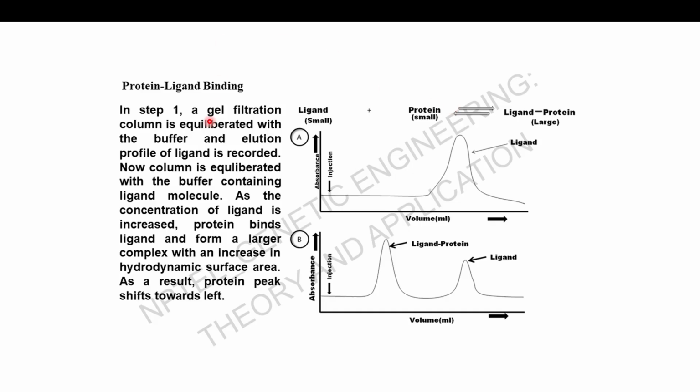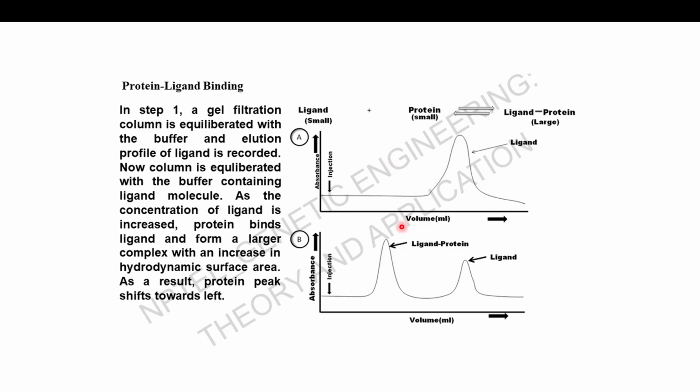One can even check protein-ligand binding. If a ligand is binding to a protein, the overall size or hydrodynamic radius of the complex will be greater as compared to a single ligand or single protein, right? Usually, if it's a small ligand bound to a comparatively larger protein, the ligand will elute out at the end, followed by the protein. If there is some interaction between the ligand and the protein, then that ligand-protein complex will elute out at the very beginning.